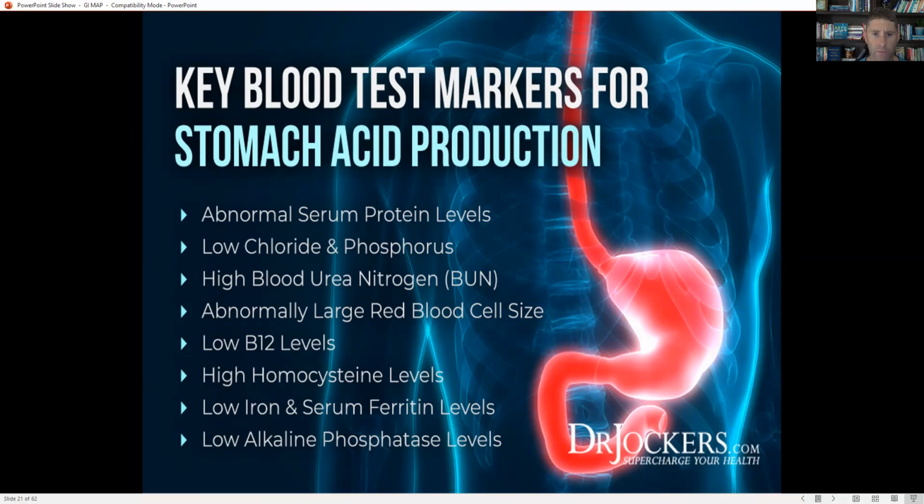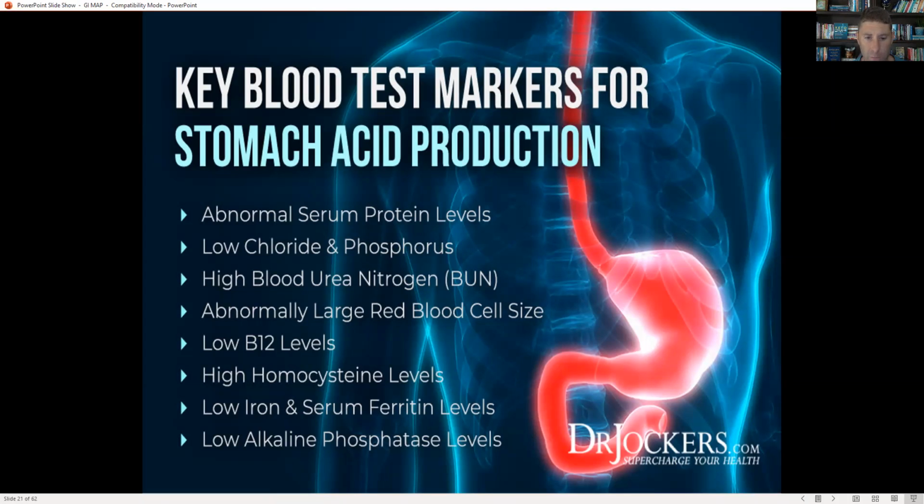Low chloride and phosphorus, high blood urea nitrogen, BUN, that also can be a factor. Abnormally large red blood cell size, low B12 levels. Your B12 normally should be up over 800. So if you're eating meat regularly and you have B12 under 800, that can be an issue there. Your serum protein should be between 6.9 and 7.4. If you're below that, that can be an issue with stomach acid.